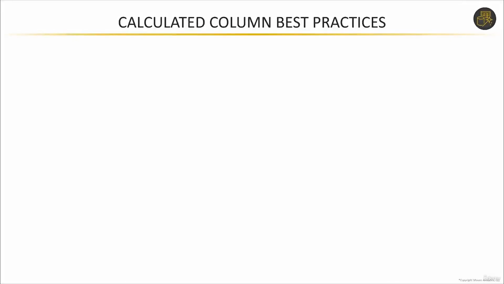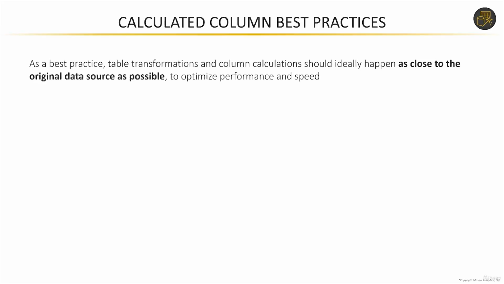I'd like to take a moment and talk about some best practices when it comes to creating calculated columns or adding new features within a dataset. So, as a best practice, table transformations and column calculations should ideally happen as close to the original data source as possible. Now, the reason behind this best practice is that when calculations happen at the source, you're able to use the original data source engine, like the SQL Server engine or the MySQL engine or Excel's workbook engine, and not rely on Power BI's engine to do these calculations.